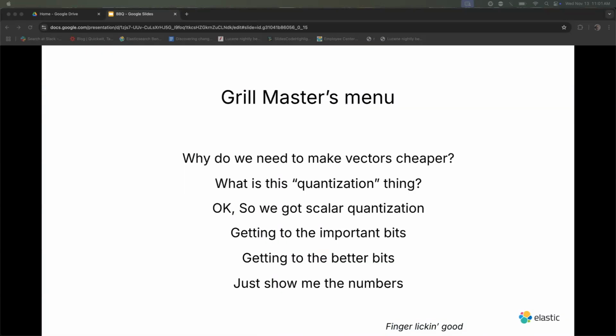So this is what we're going to go over today. And apologize ahead of time. There's a tiny bit of math and a lot of puns. A lot of bit puns, a lot of barbecue puns. If puns aren't your thing, very sorry.